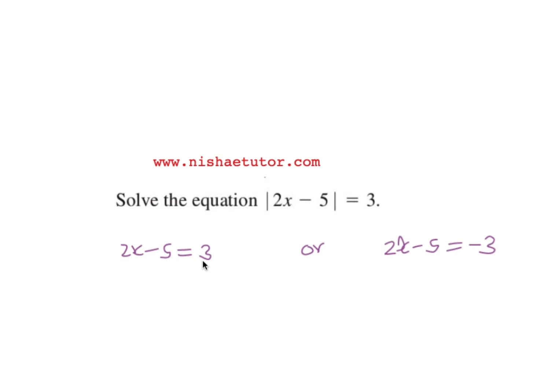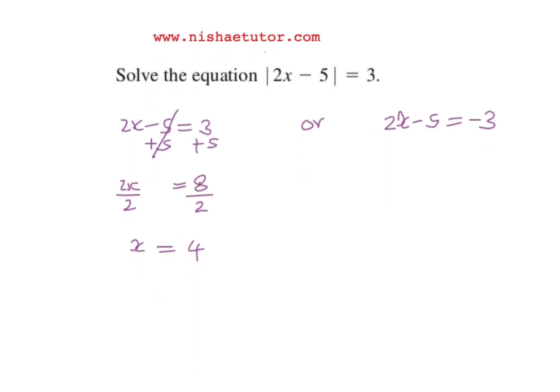Here we can solve just like a linear equation, and we add 5 to both sides. So 2x equals, this cancels, and this is 8. Now 2 is multiplied with x, so we divide both sides by 2, and we get x equal to 4.